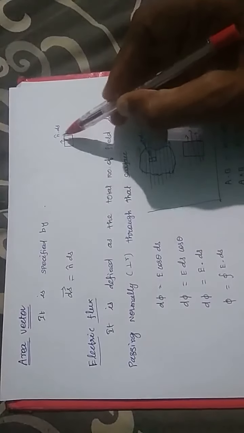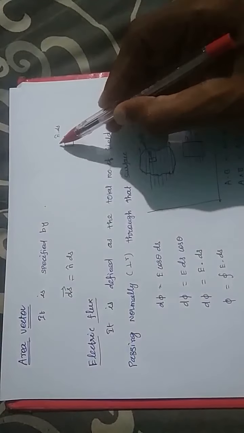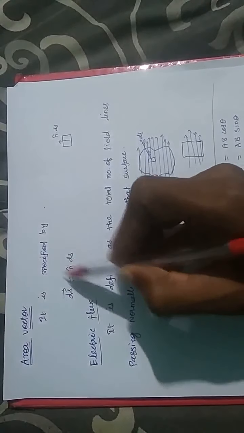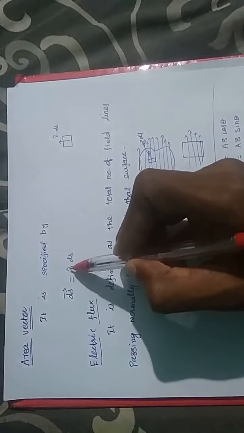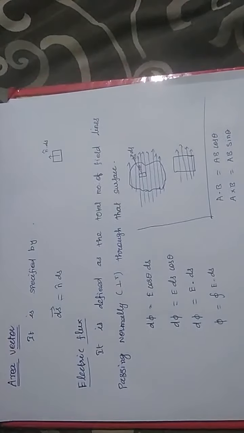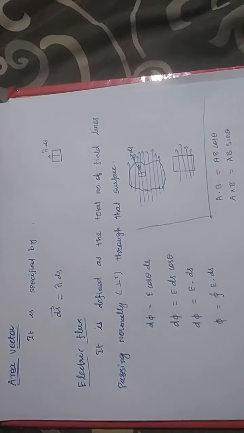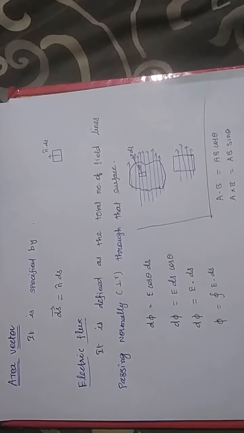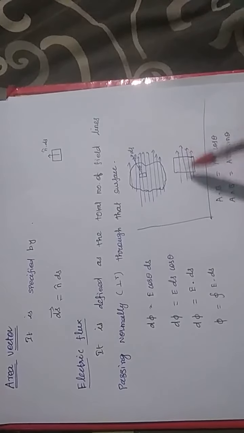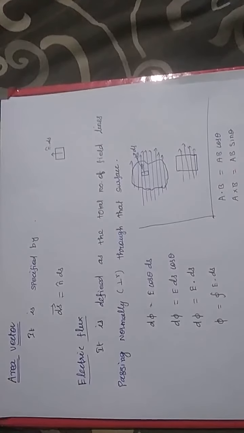If suppose I am taking a surface like this, the area vector points perpendicular to that. For the surface I am taking, the area vector can be represented as unit vector n cap into ds. Next is the electric flux. Electric flux is defined as the total number of field lines passing normally to that surface, that is perpendicular to that surface, or the number of field lines linked with that surface is called electric flux.